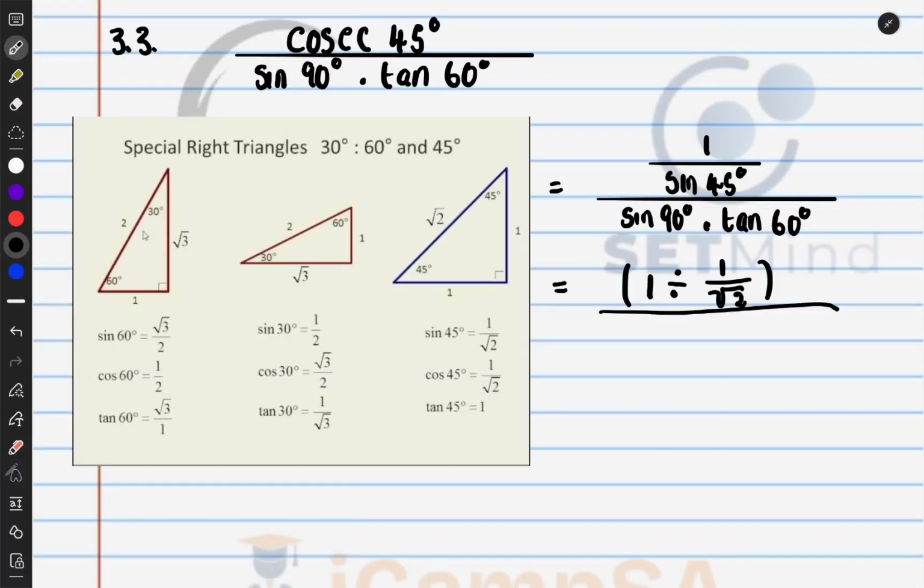and then in the denominator we have sine 90. Sine 90 is equal to 1, so we're going to have 1 times tan 60. Tan 60 degrees is just root 3. It's root 3 here, and then this is equal to 1 divided by 1 over root 2, so we're just going to have root 2 in the numerator divided by root 3, and then you leave your answer in this surd form.